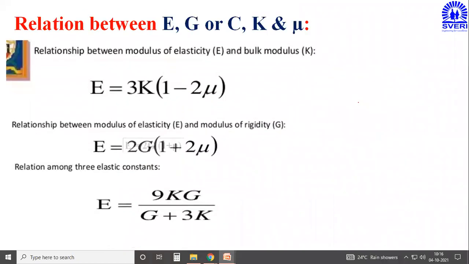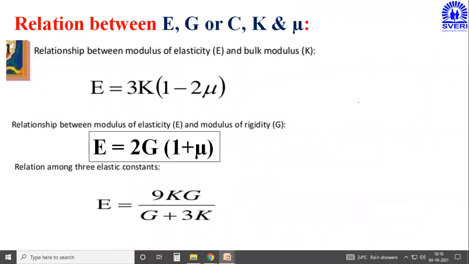Now the relation between three elastic constants. So we have discussed the three definitions. Capital E is equal to linear stress upon linear strain. Capital G is equal to shear stress upon shear strain. Capital K is equal to volumetric stress upon volumetric strain. And whatever these three elastic constants are there, we have some 1 or 2 marks numericals, as well as some MCQ based questions.